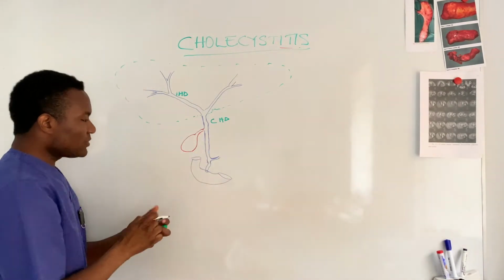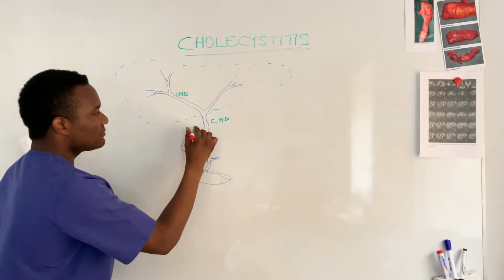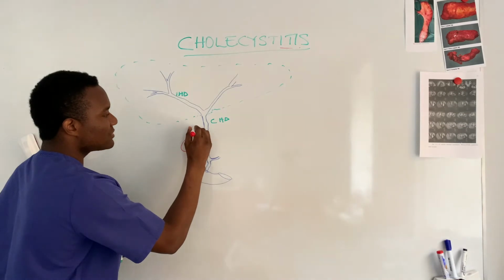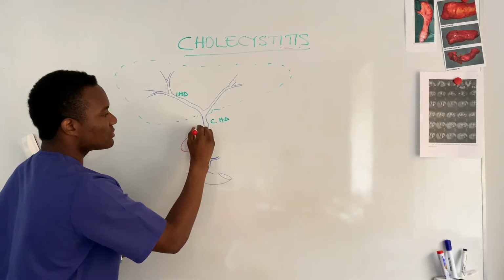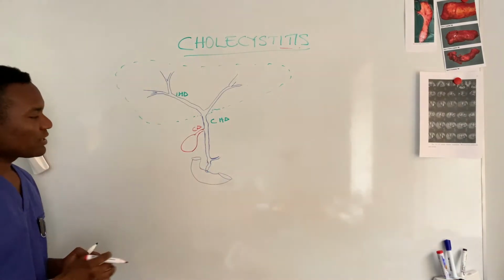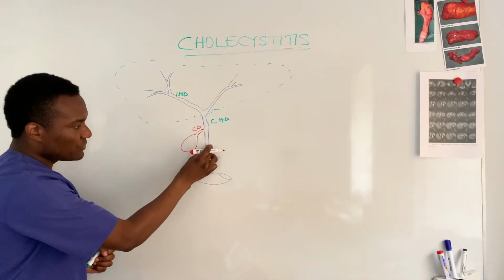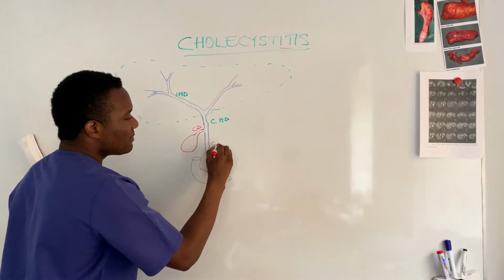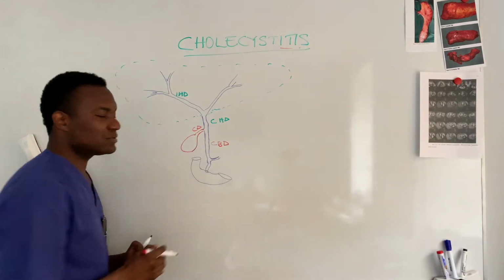And it goes down here. We have a branch to the gallbladder. This duct is called the cystic duct, so CD. And it continues, and this is called the common bile duct.